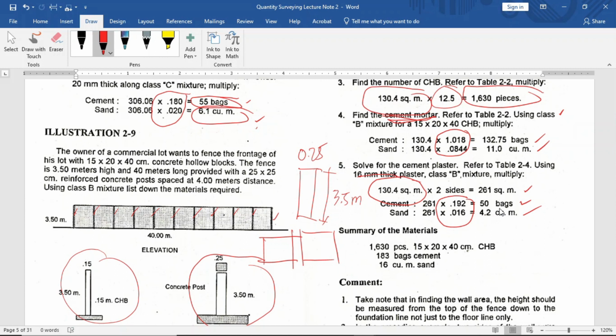So, summary of the materials: ang needed na number of CHB is 1,630 pieces, 15 by 20 by 40 centimeters. So, ang needed na bags of cement is 132.75 plus 50 is 183 bags, rounded up. And the needed sand is 11 plus 4.2 is 15.2, rounded up to 16 cubic meters of sand. So, ito yung total summary of materials.